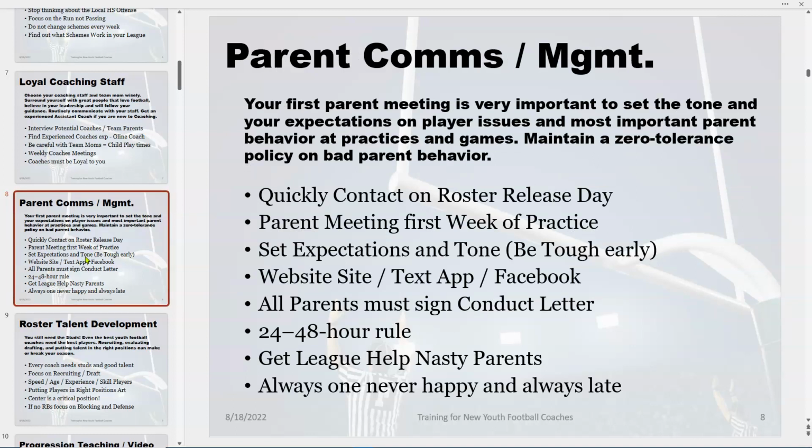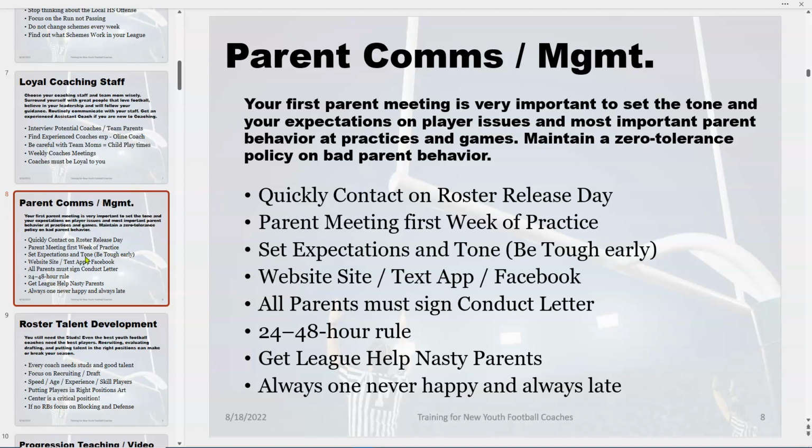So parent communication and management has become probably one of the most important things that a youth coach is going to have to deal with. I started in '94. It wasn't really bad at all. And every 4 or 5 years, I guess with new sets of parents, it becomes exponentially tougher to deal with. And they have become real tough now.